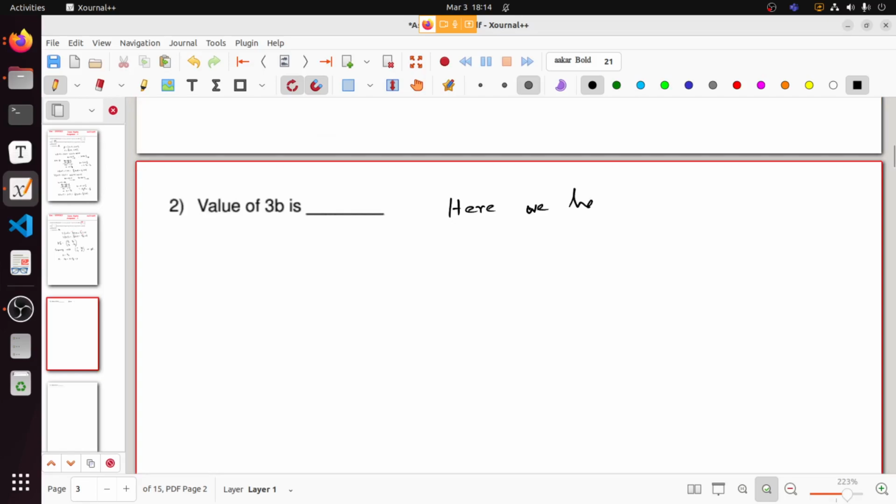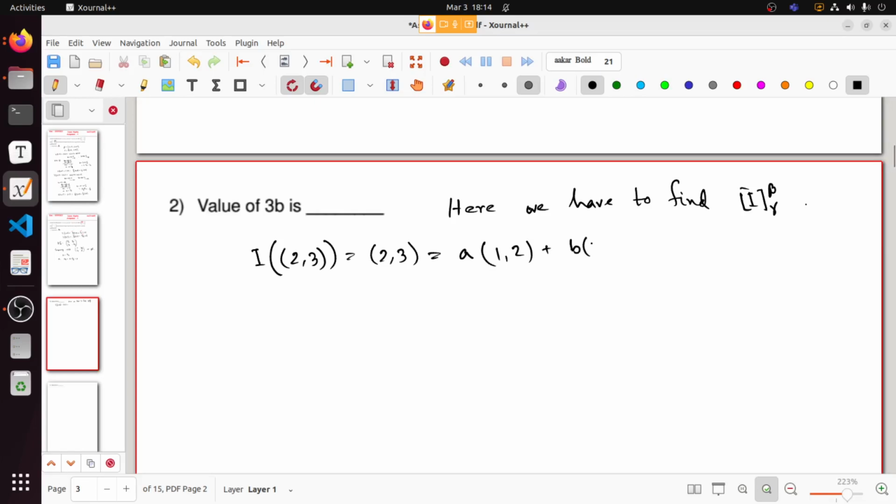Here we have to find the identity with respect to gamma beta. So I of (2, 3) will send (2, 3) to (2, 3), and then you have to write (2, 3) in terms of (1, 2) and (2, 1). So you have to find the coefficients.